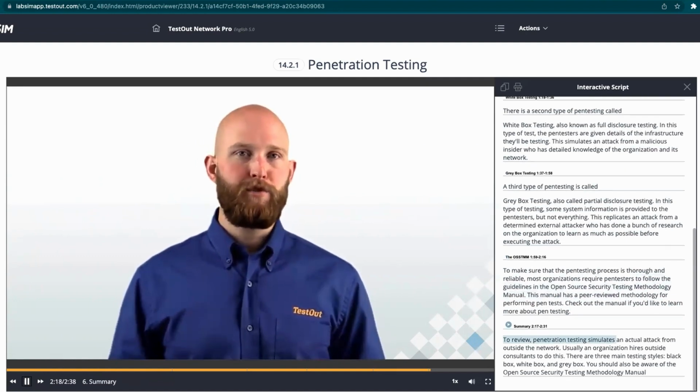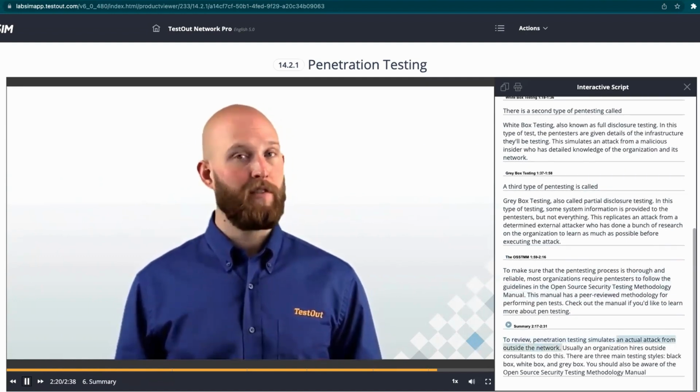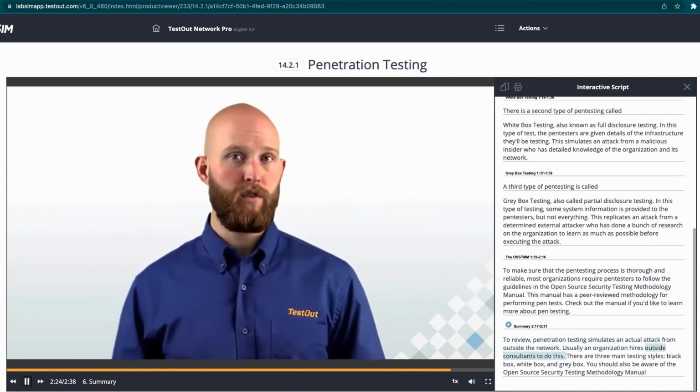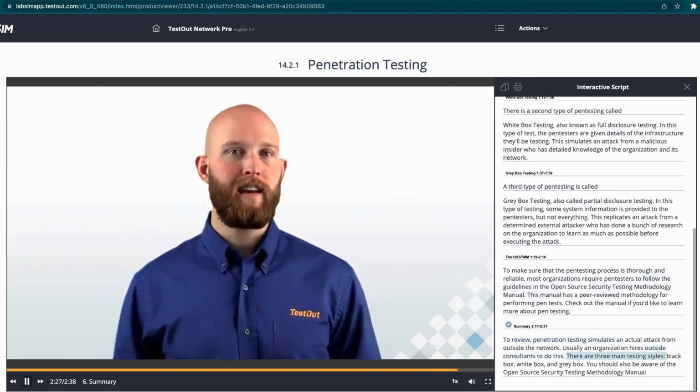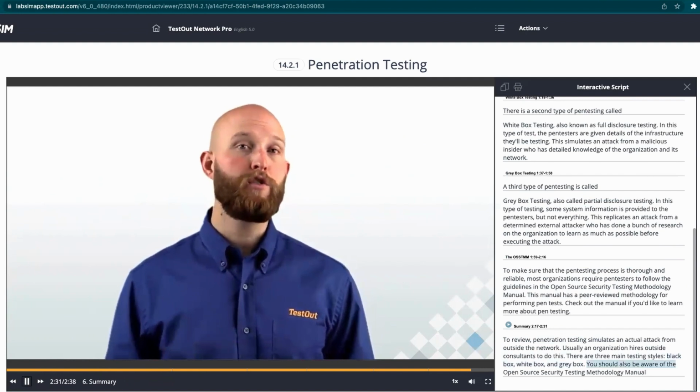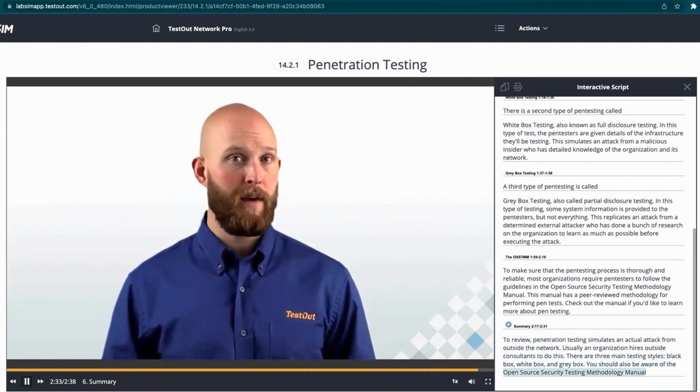To review, penetration testing simulates an actual attack from outside the network. Usually, an organization hires outside consultants to do this. There are three main testing styles: black box, white box, and gray box. You should also be aware of the open source security testing methodology manual.